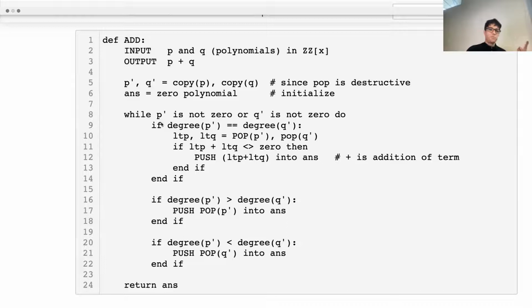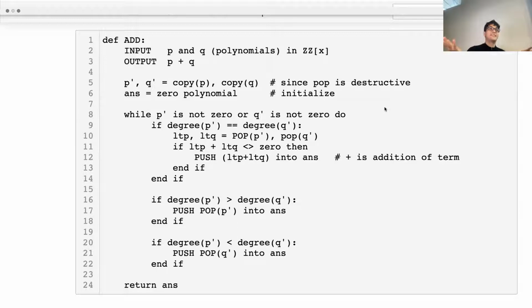While p prime is not 0, so p prime is just the copy, I may just say p and q, right? While p is not 0 or q is not 0, there's something to do. There are terms left. So what are the three scenarios we can be in? Either the degree of p and q are equivalent, or the degree of p is strictly greater than q, or the degree of p is strictly less than q. That's comprehensively all of the possibilities between p and q.